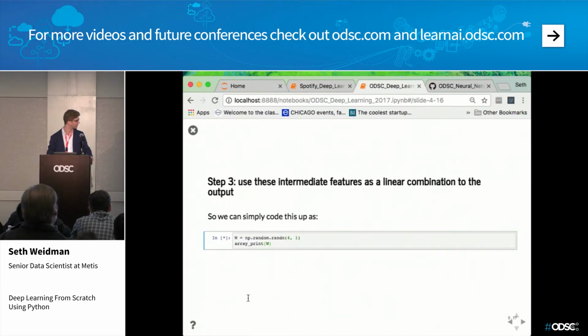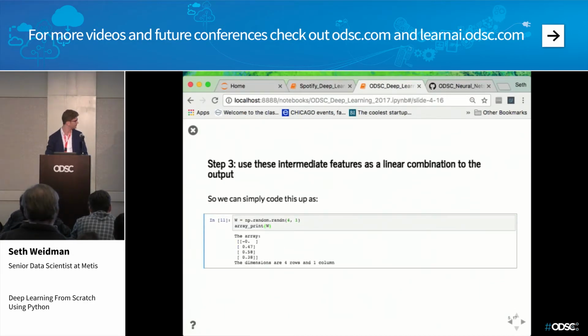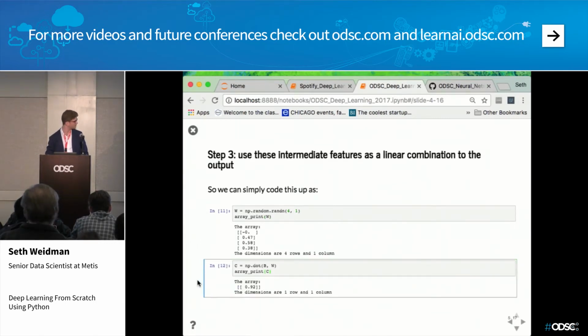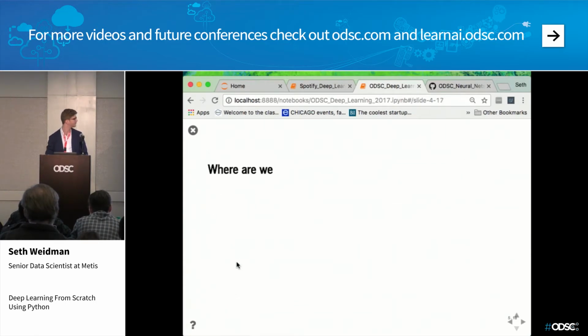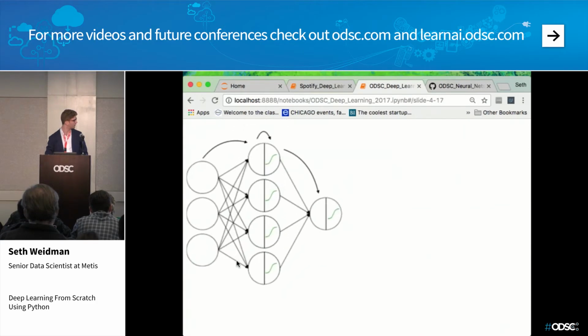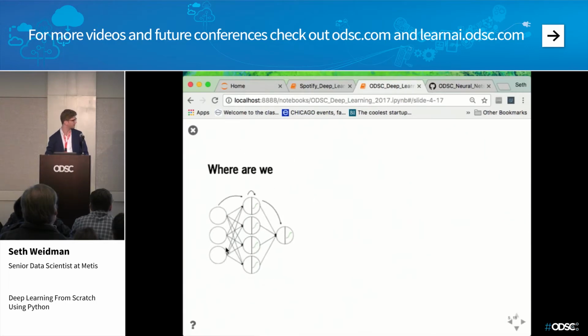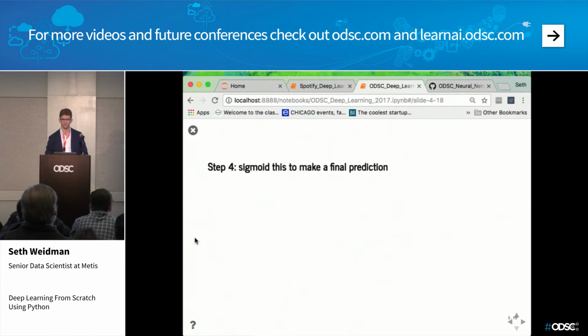And if you want to code this up, we'll define our little W matrix and print out C there. And C is just a number. And where are we? We are now here. We've gone into the intermediate layer, fed it through a sigmoid function, and now we've gotten a number C. That's the thing we're going to feed into our final sigmoid.